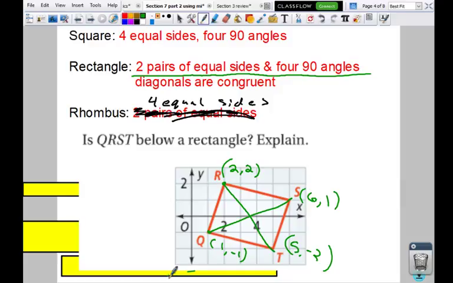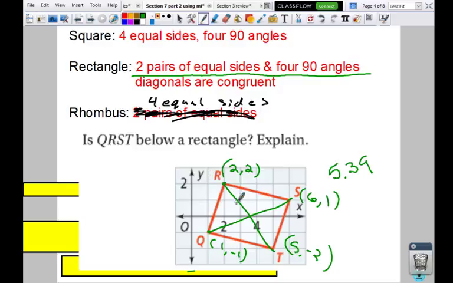So I have 1, negative 1, and 6, 1. I'm going to use my Desmos thing I made and find those distances. So x1 is 1, y1 is negative 1, x2 is 6, y2 is 1. Alright, we got 5.39, it should be rounded to 5.4. So QS is 5.39. If RT, the other diagonal, is 5.39, you know this is a rectangle.